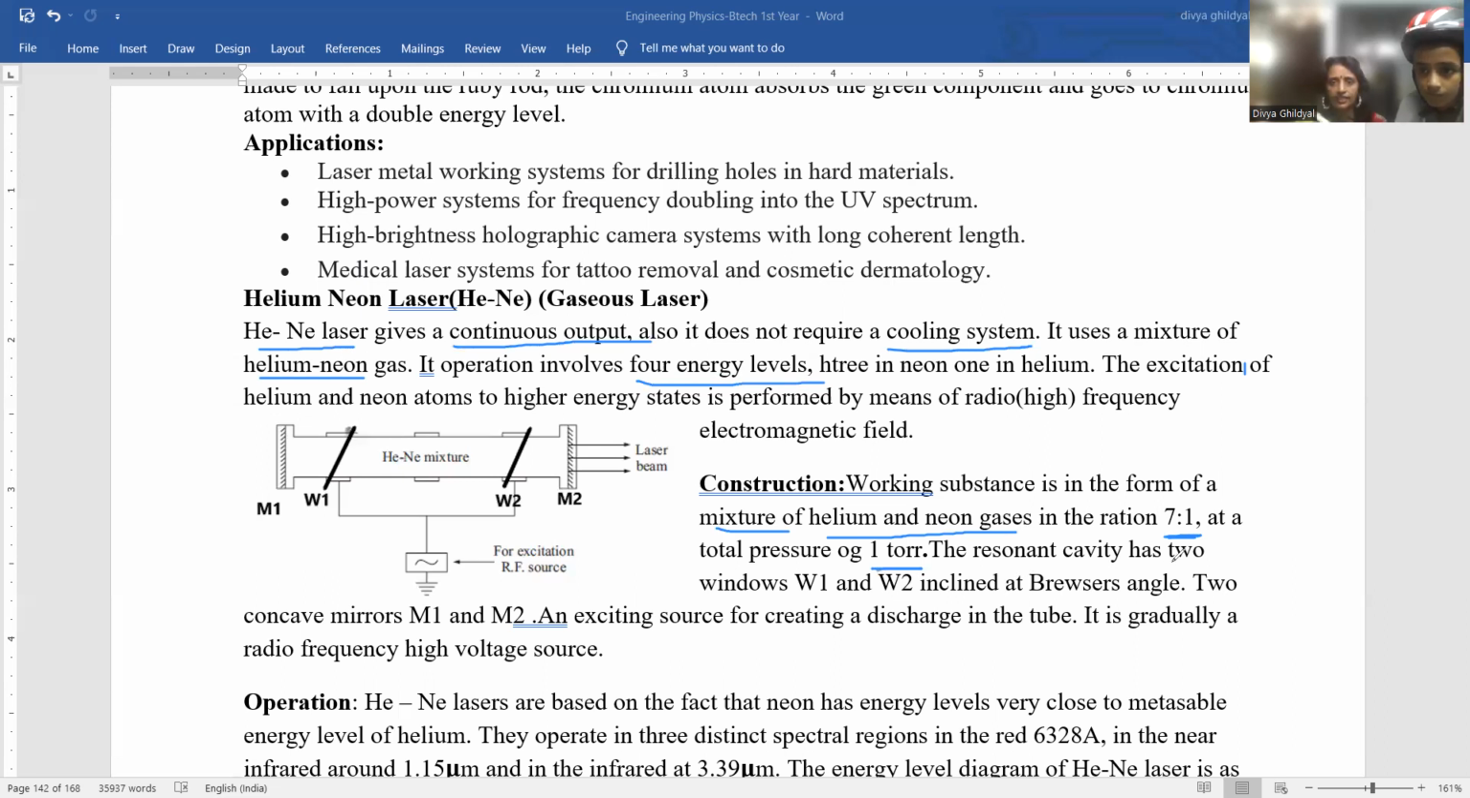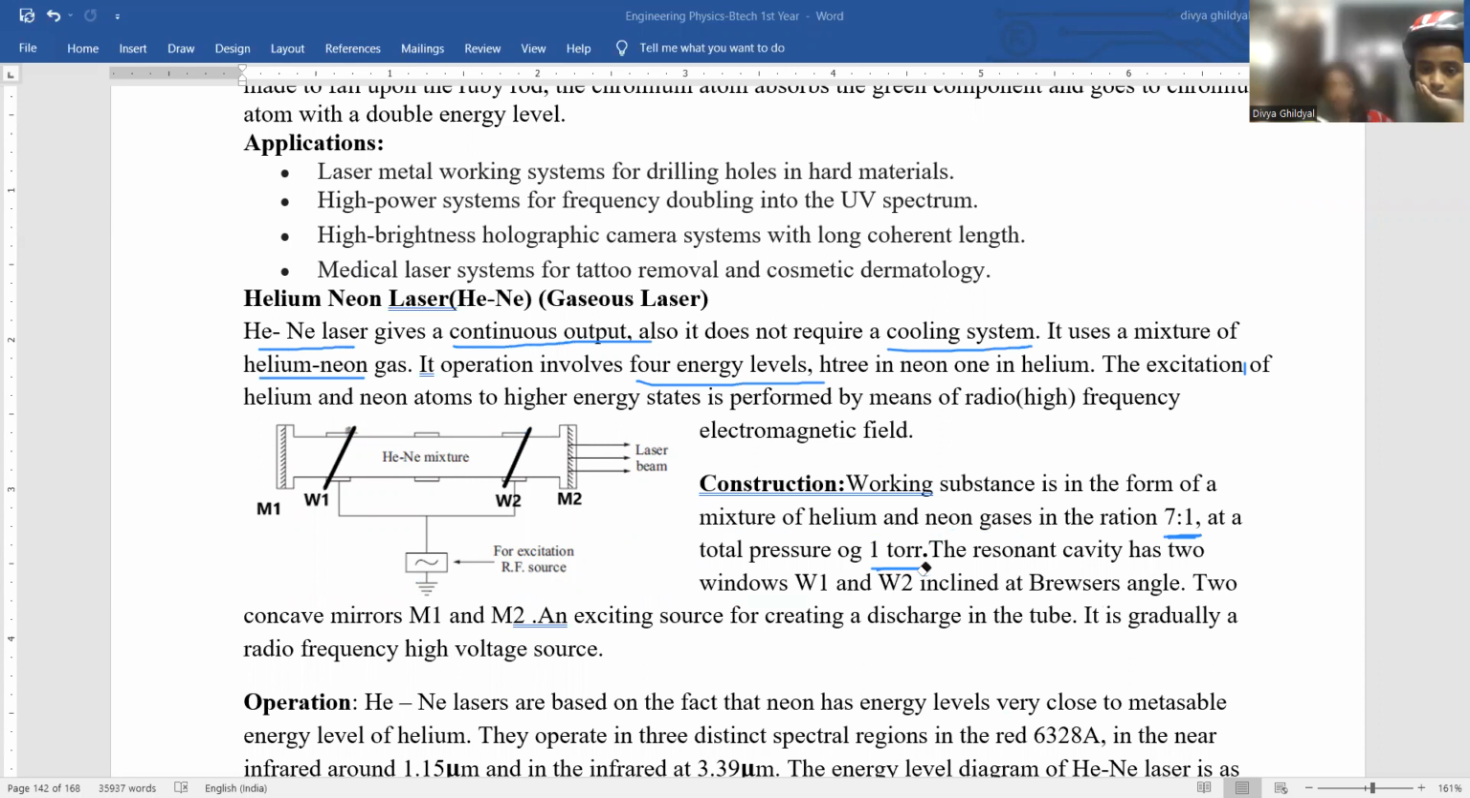The resonant cavity has 2 windows. I told you about the optical cavity setup. These 2 windows are inclined at Brewster's angle. They are helping in the optical cavity setup. There are 2 concave mirrors, M1 and M2, at the ends, and an exciting source here, a radio frequency source, for creating a discharge in the tube, a radio frequency source of high voltage. This is the construction of the helium neon laser.